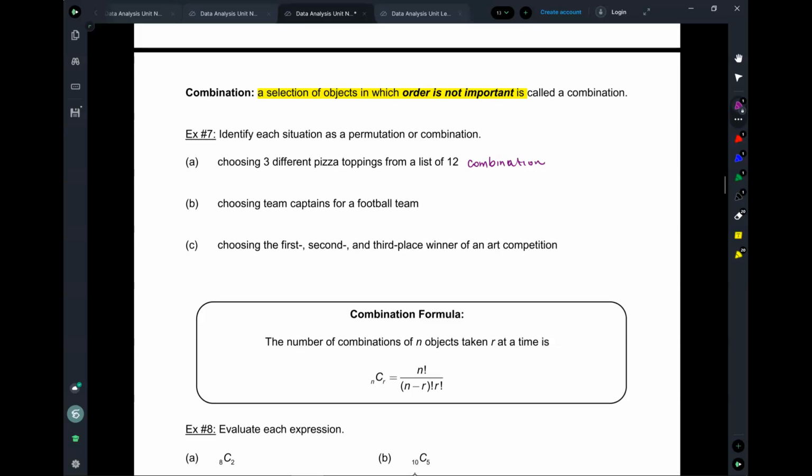Okay? Choosing team captains for a football team. You're going to be a captain and you're going to be a captain. Does it matter if I give your name first or your name first? No, because you're both going to be captains. So it doesn't matter. So it's a combination.